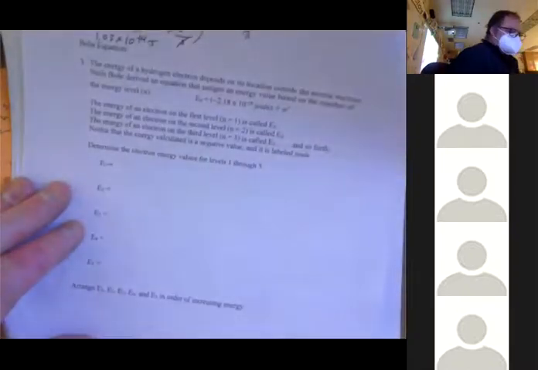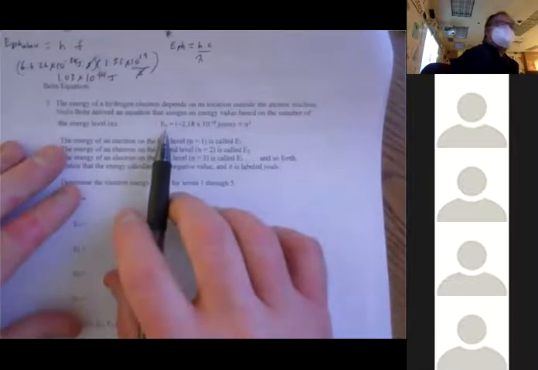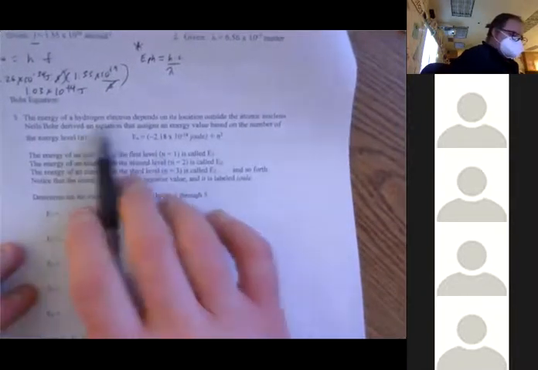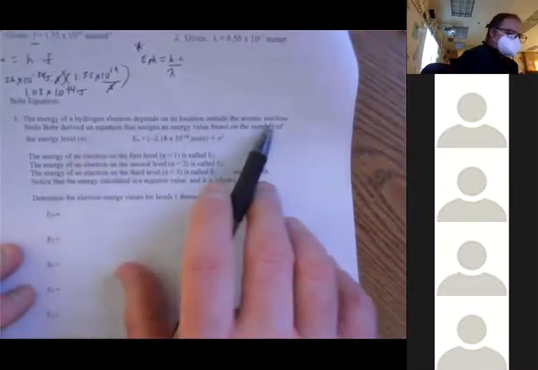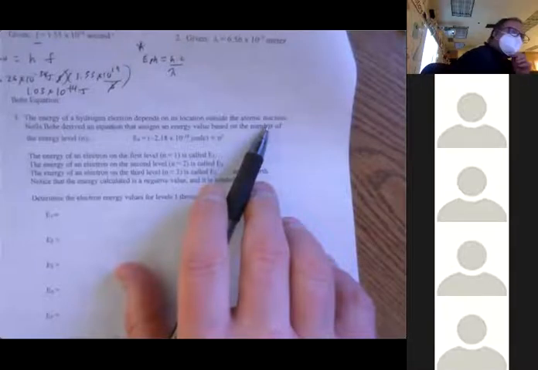Last thing we're going to do today is pretty easy. A man by the name of Niels Bohr. Niels Bohr basically created what's called the Bohr equation. And the Bohr equation allows you to find the energy, just like we did here, the energy of the photon, but it allows you to find the energy of electrons in a particular level. So the hydrogen electron's energy depends on the location outside the nucleus. The further away, the higher the energy.